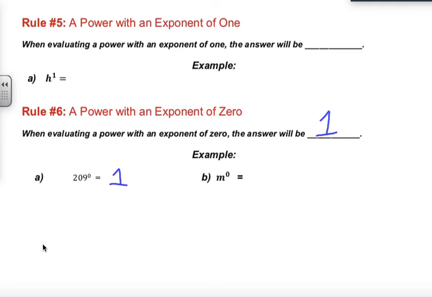It works for variables as well. So in this case, the base is not a number. The base is a variable. The answer is still going to be equal to 1. Anytime you see anything raised to the power of 0, it's just equal to 1. We should also write another example here, though, that anything like a negative 3 raised to the power of 0 will not equal positive 1. But it will equal negative 1. That's important to note.